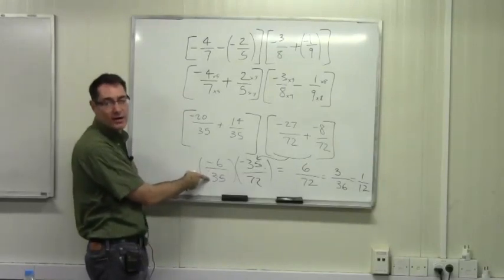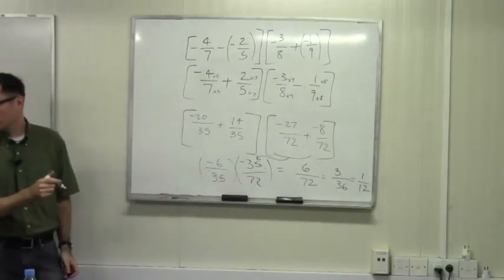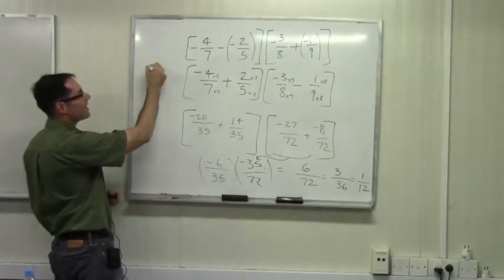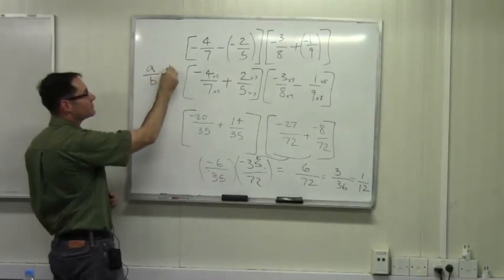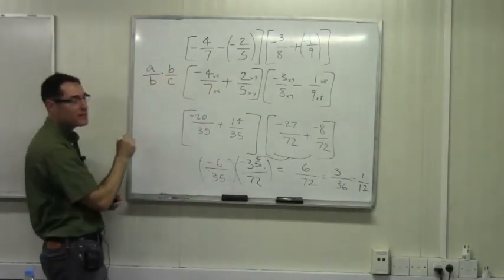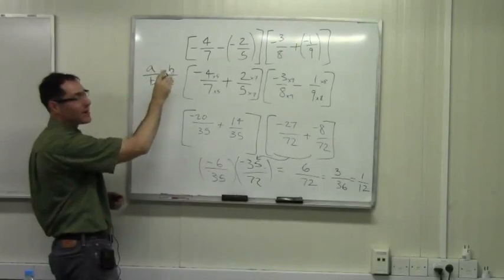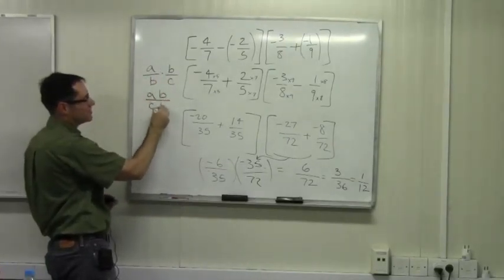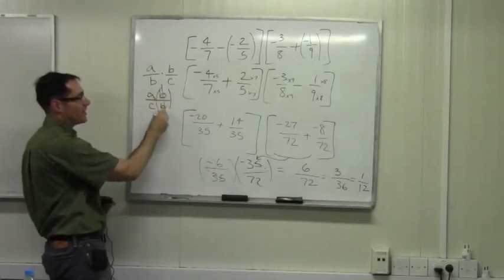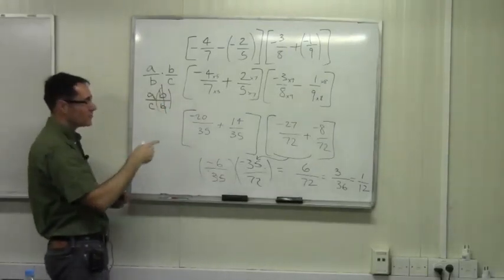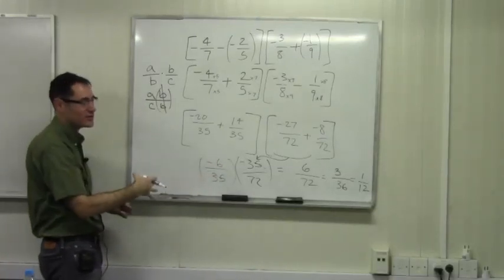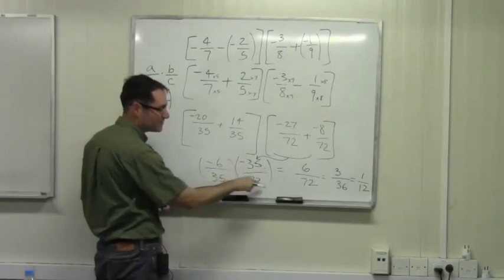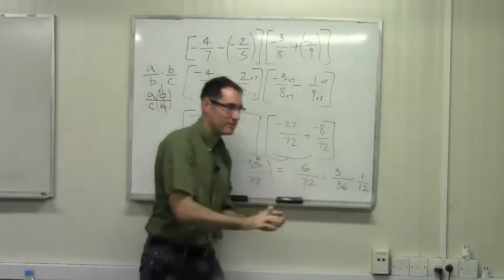I did a little trick here, which you don't have to do. But if you've got A over B times B over C, the B's actually can just cancel out, because it'll really be AB over, if you want to do it this way, CB. And those two are going to cancel out because it's like the same number over itself. So I just canceled those out, which made it easier to reduce in the end. You don't have to do that. You could have done negative 6 times negative 35 over 35 times 72. Then you would have had to reduce a little bit more.